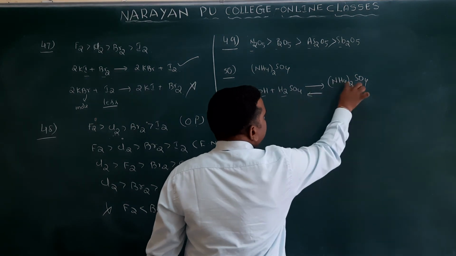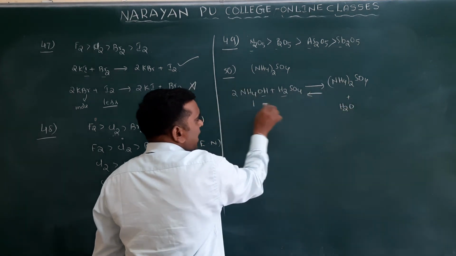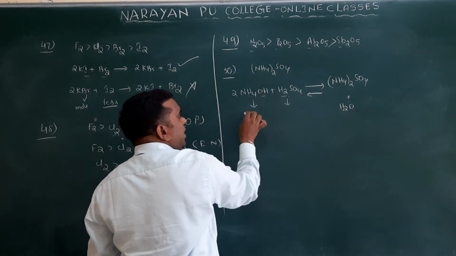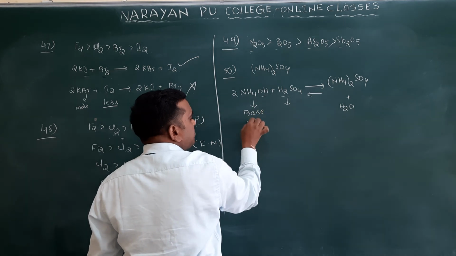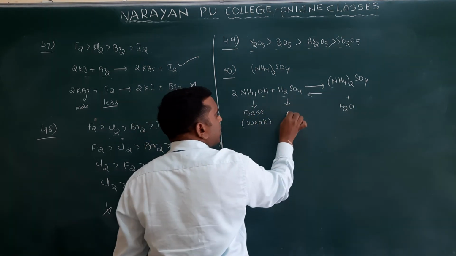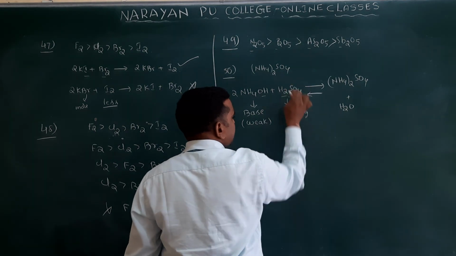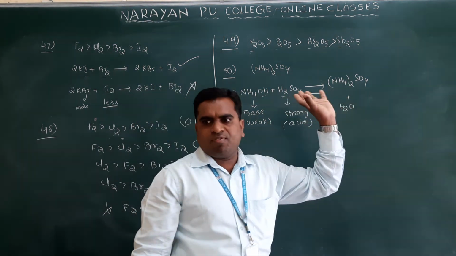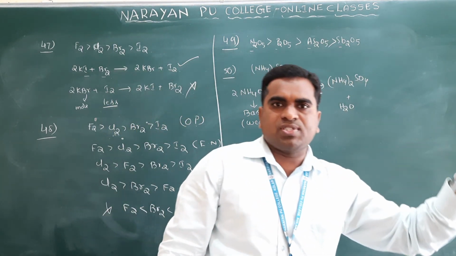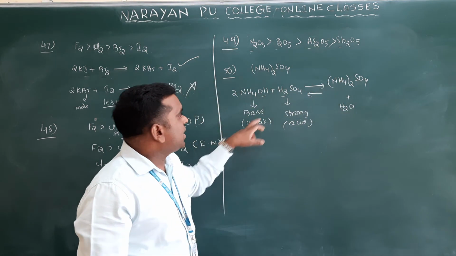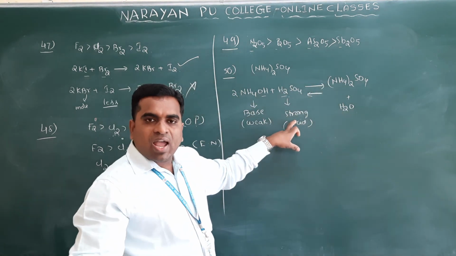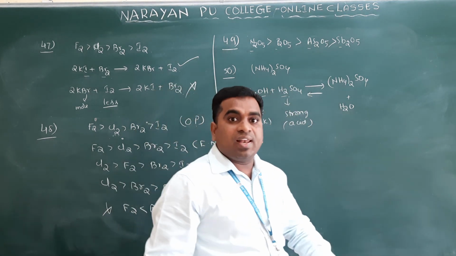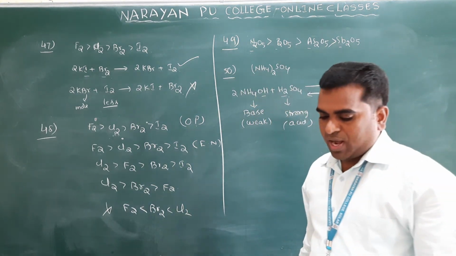If you dissolve this compound in water, it gives NH4OH, and because it is a salt, it undergoes dissociation and gives the base ammonium. This is a weak base, but it produces a very strong acid. What is that? It is H2SO4. Clear? When you use ammonium sulfate as a fertilizer, it produces a weak base and a strong acid. If you keep on repeating its use, the acidic nature of the soil increases. So your option should be option 3.